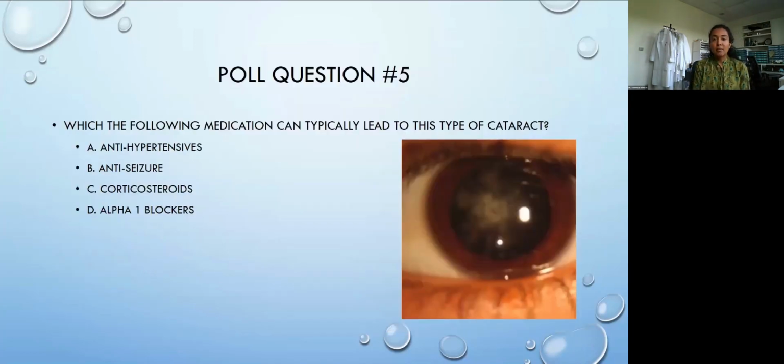So this brings us to poll question number 5. Which of the following medications can typically lead to this type of cataract? So is it antihypertensives? Is it anti-seizure medications? Is it corticosteroids or alpha-1 blockers? So which can lead to this type of cataract? Excellent. So that is a correct answer, corticosteroids. And we will discuss more about corticosteroids next.